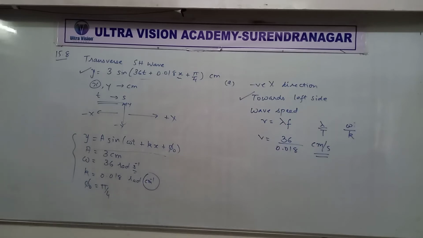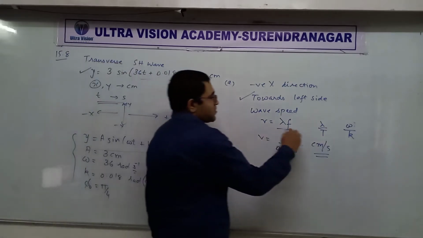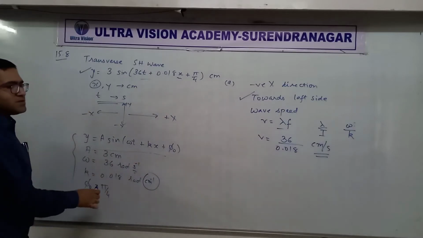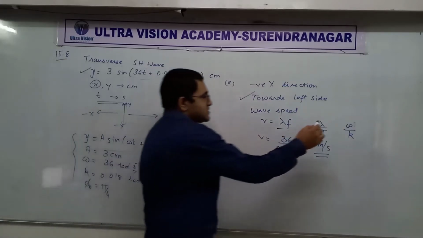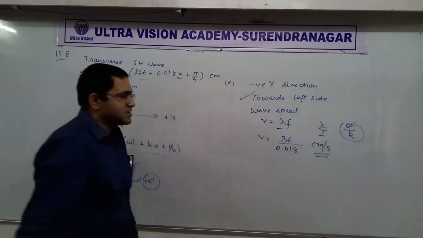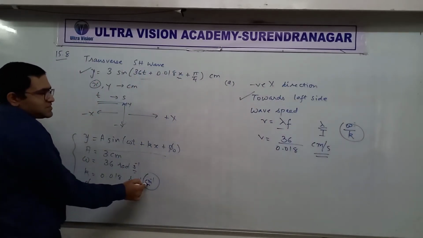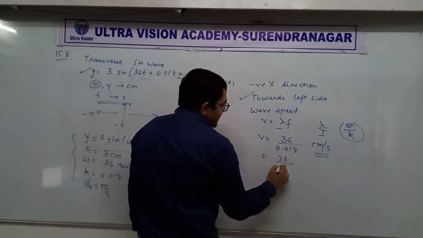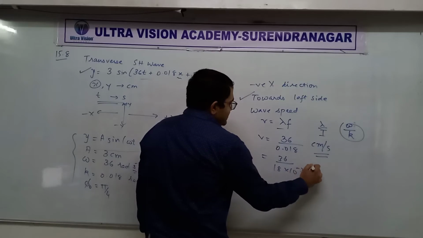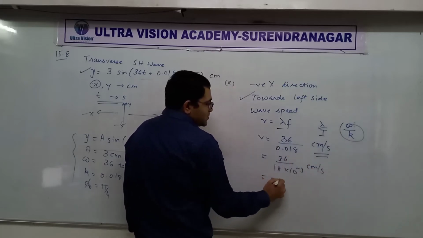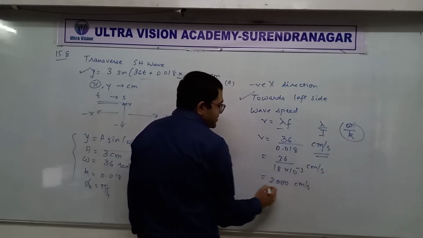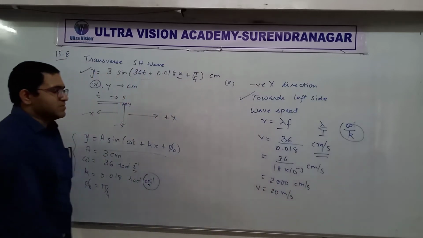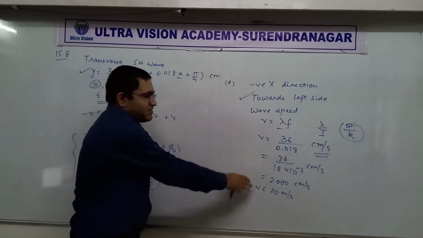Remember, you could easily use the other formulas. It's not like this is wrong or that is wrong. They are correct. But given the information, this is straightforward, isn't it? That's why we are using it. Again, the unit is because of this, centimeter inverse. So now, how much is it? Let's just write this as 18 into 10 raised to minus 3. So this is 2000 centimeter per second or 20 meter per second, because 100 centimeter is 1 meter. Method clear, everyone?